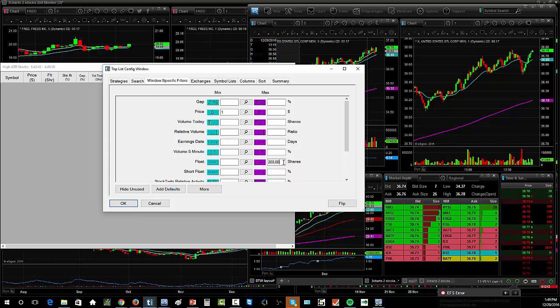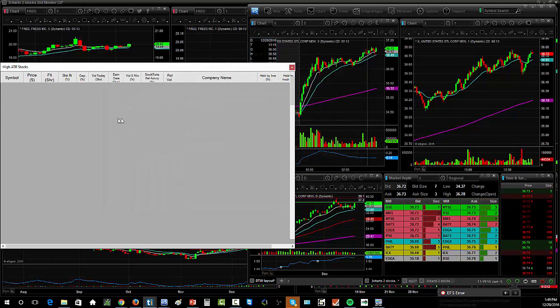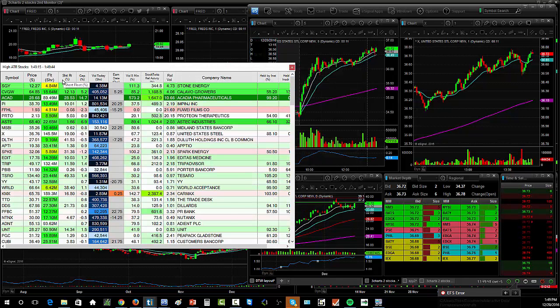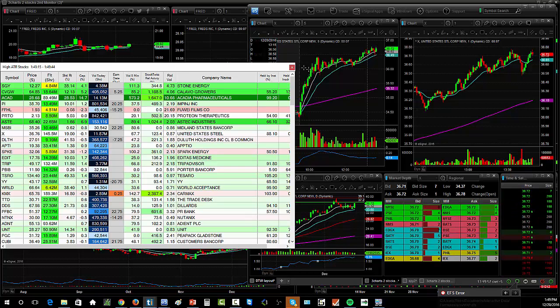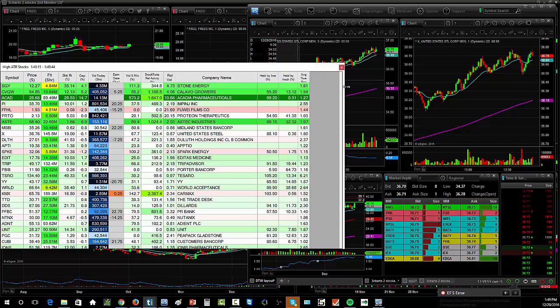200,000, that was the problem. There's 200 million. Okay, so let's try this again. There we go, that looks better. So these are stocks that trade with an ATR, and let's just drag this over. Here's our ATR of $1.61.